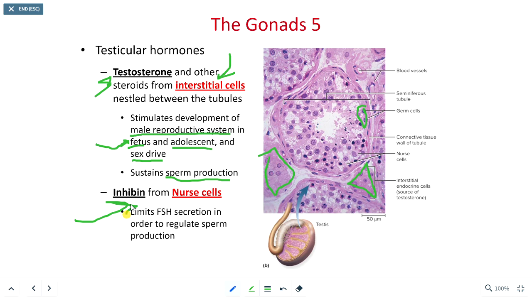We also have inhibin coming from the male's reproductive glands, the male gonads, and that inhibin comes from a special kind of cell known as the Nurse cell, shown here with the lighter colored nuclei. These Nurse cells release the inhibin from the male gonads, and that inhibin is going to down-regulate follicle stimulating hormone secretion, and that is going to down-regulate the sperm production and the Leydig cell activation.